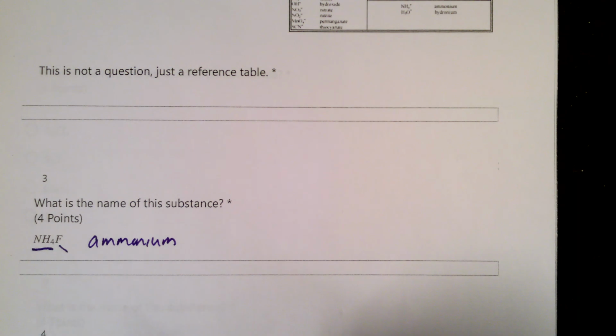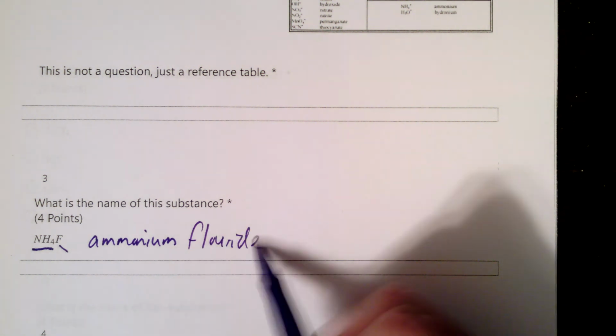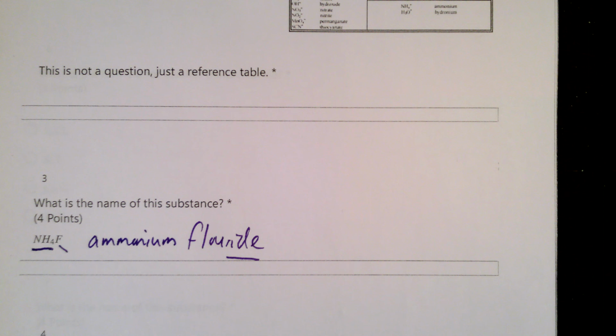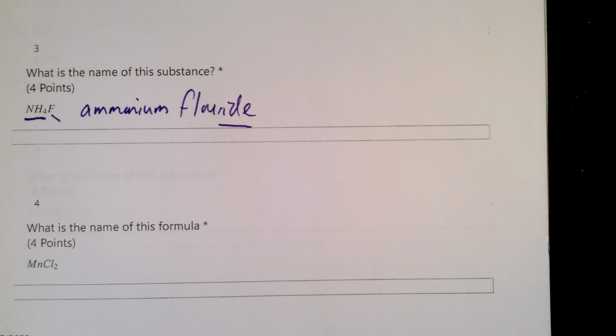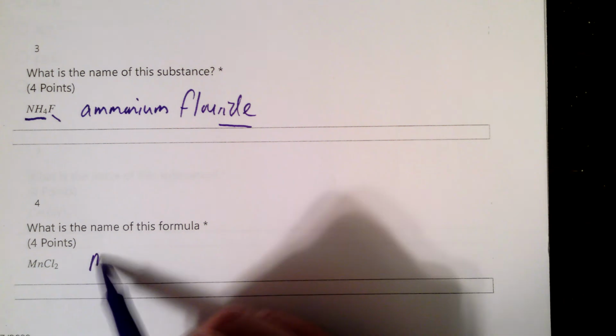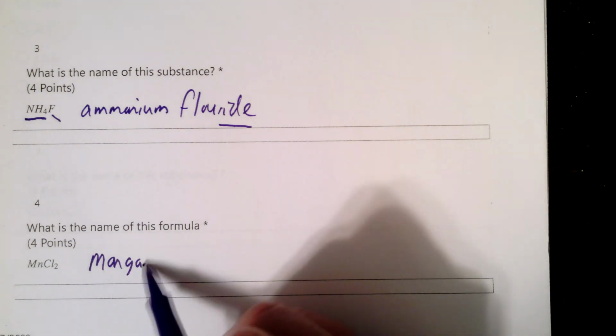That right there is fluorine, but when we put it into a compound like this, we change the name to fluoride. We put the IDE in the end of it. So that's ammonium fluoride.